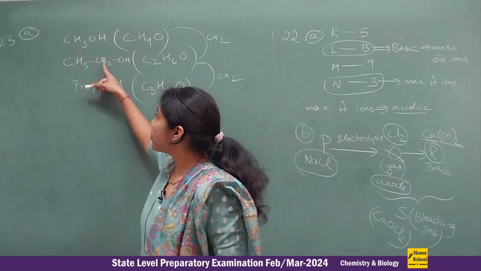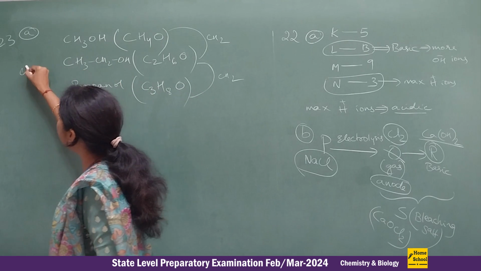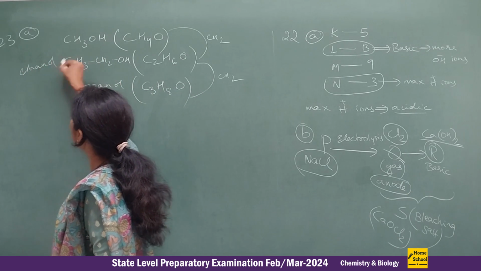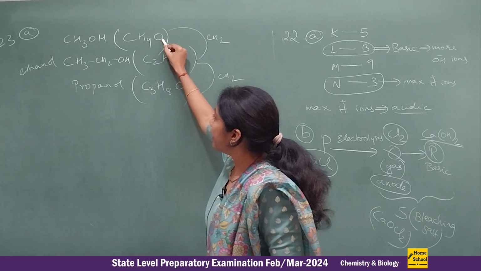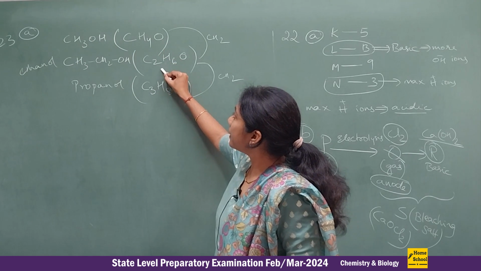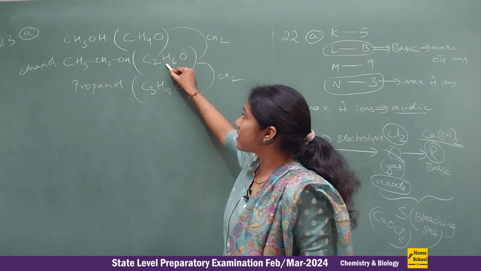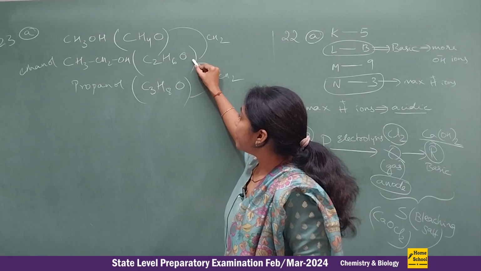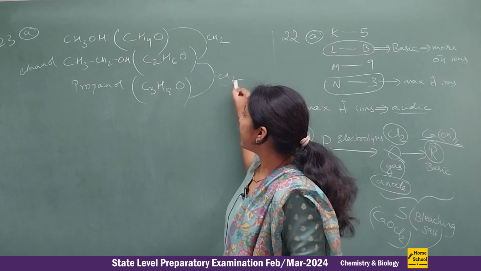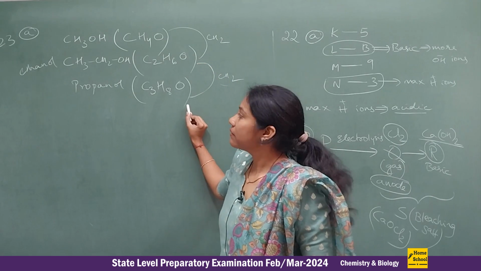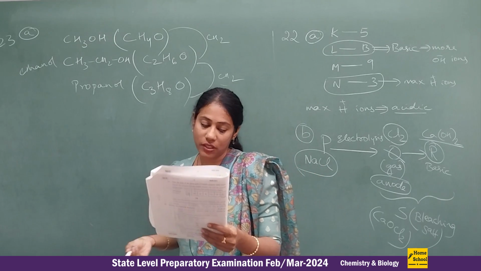You can write the names also. Okay, methanol formula you take. Then for ethanol, what will be the difference? Only 1 carbon extra you will have in ethanol and 2 hydrogens extra. Okay, between ethanol and propanol, what is the difference? Again a CH2 difference would be there. Okay, so very simple question.